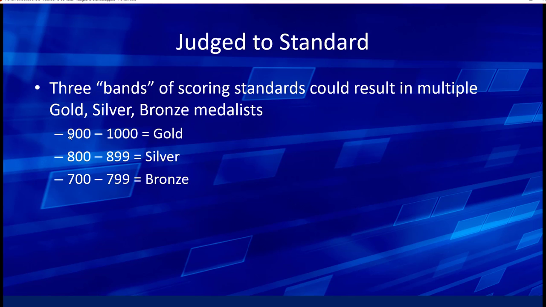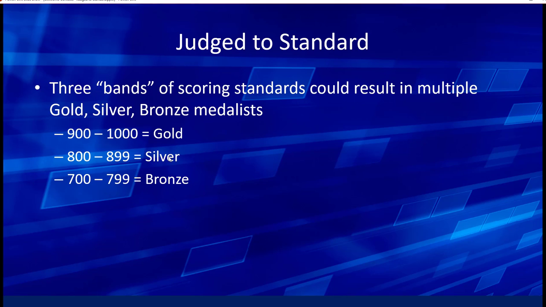you say, for example, anyone that scores between 900 and 1,000 points gets a gold medal. So if you have 2 people that score in that range, then the system ends up generating 2 gold medalists. And if multiple people end up with ranges in the 800s or whatever you've set up, you'll get multiple silver medalists. I've never seen these done anymore.